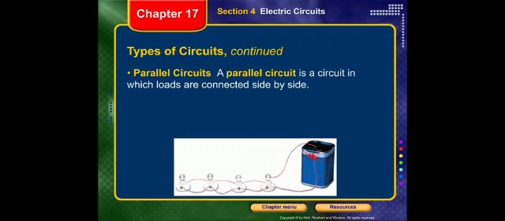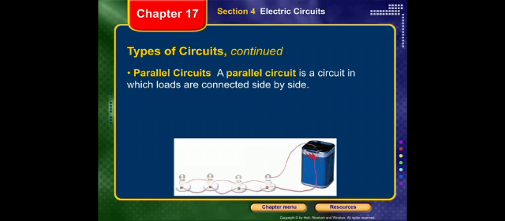And in the parallel circuit, all loads don't have the same current but share the same voltage. Let's make a comparison between the series and parallel circuit. In a series circuit, we said that all parts are connected in a single loop, but in the parallel, all parts are connected side by side.